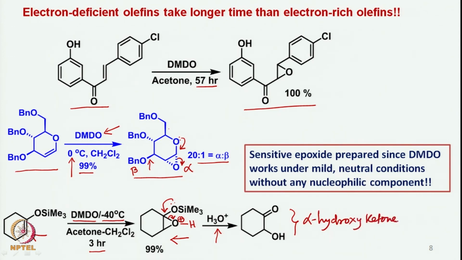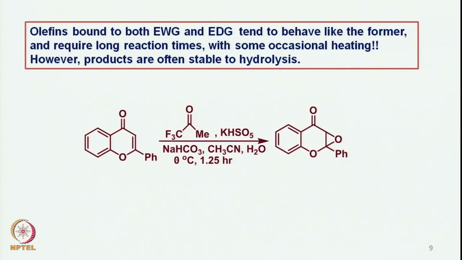enol silyl ether. So a sensitive epoxide can be prepared since DMDO works under mild neutral conditions without any nucleophilic component. So this is the sensitive epoxide which is formed, and since there is only acetone as a side product, there is no nucleophile present, and under neutral conditions the epoxide does not open.